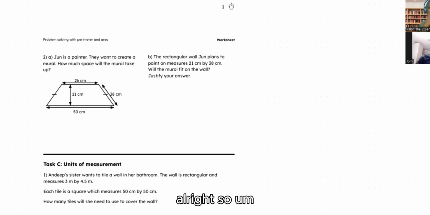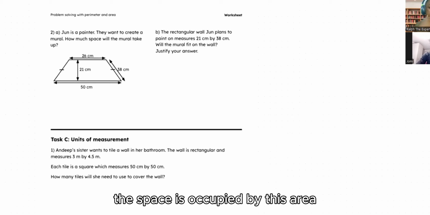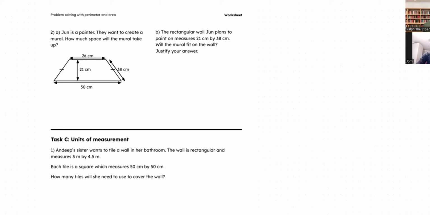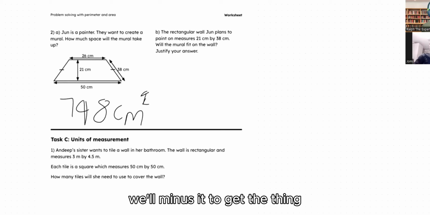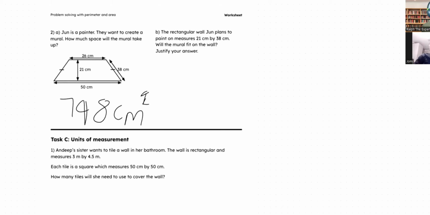Right. So the spaces we occupy, that is area. That's incredible. Yeah, well done. How about B? What are we going to do in B? Well, times 38 by 21, and then we'll minus it to get the thing. Okay.